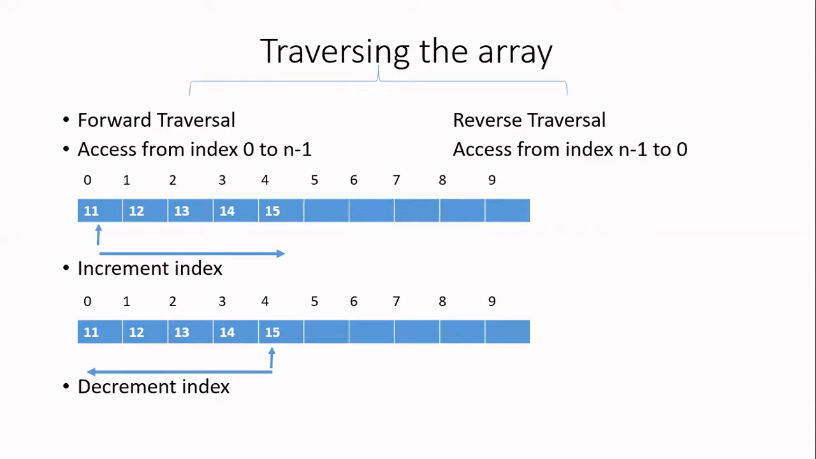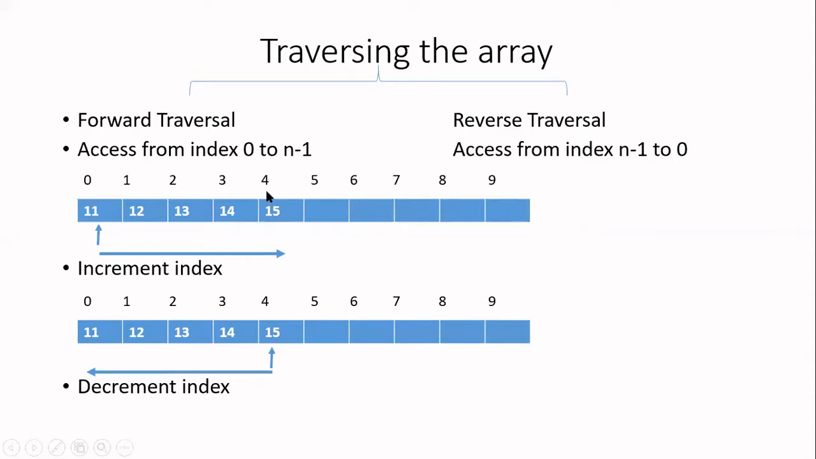Okay, right. In traversing the array, you can traverse in two ways: one is forward traversal and the other is reverse traversal. Forward traversal means accessing the elements of the array from index 0 up to n minus 1. Starting from 0, if you go by incrementing the index, that is called forward traversal. Reverse traversal is nothing but starting from the index n minus 1 and going in the reverse direction to 0. Here you are going to decrement the index one by one. That is called reverse traversal.